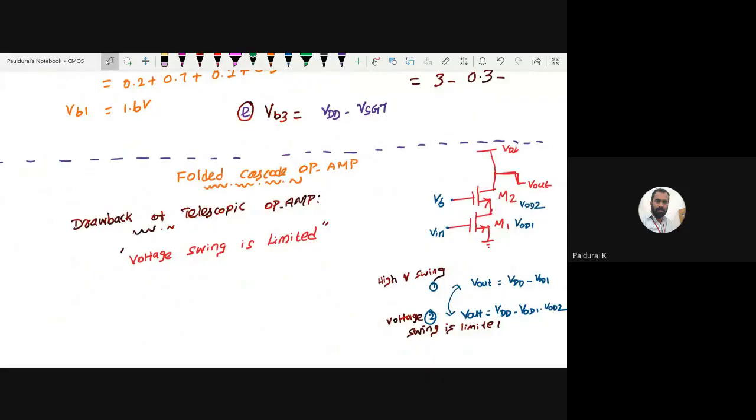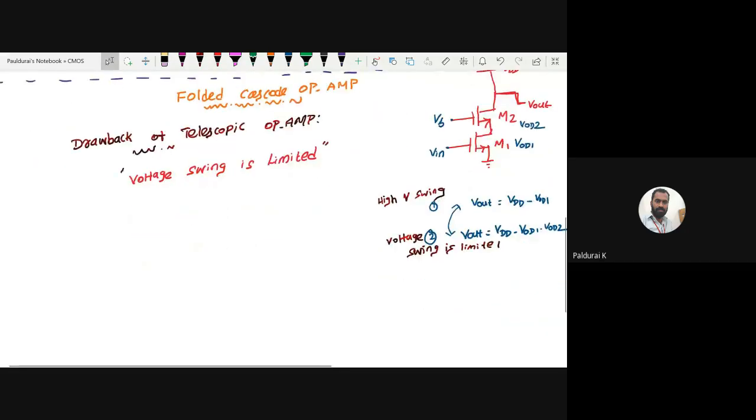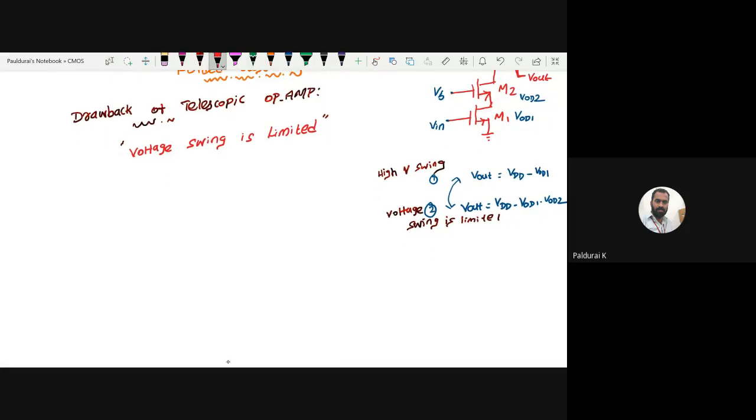Here is one new word. We know what is cascode, but what is folded cascode? That I want to explain. So any doubt in the drawback of the telescopic op-amp? I hope it is clear. Now, before moving into folded cascode, you know what your NMOS differential pair is, right? Let me sketch both the NMOS and PMOS differential pair to get some more clarity. And here I want to sketch the PMOS differential pair.